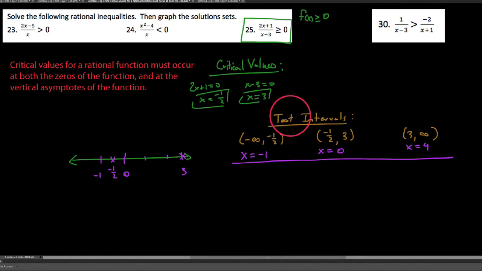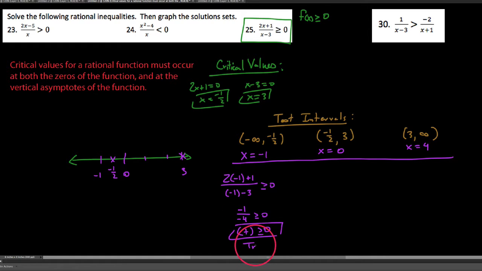Recall that we are going to test them into the original factored expression. So what I get is 2 times negative 1 plus 1, all over negative 1 minus 3, and this is supposed to be greater than or equal to 0. On top I end up with negative 2 plus 1, which is negative 1. On bottom, I get negative 4. The neat thing is all I cared about was that the left-hand side comes out to be positive. So this is actually true, which is great because it means we've stumbled across one of our solution intervals.